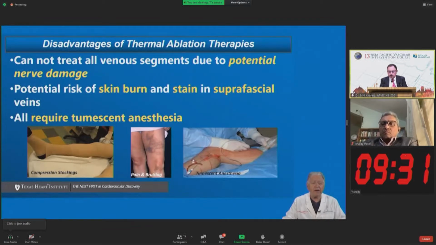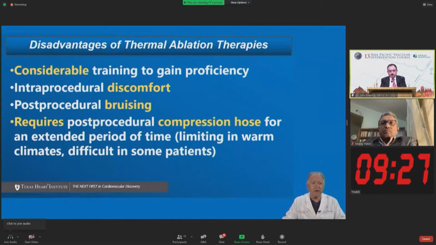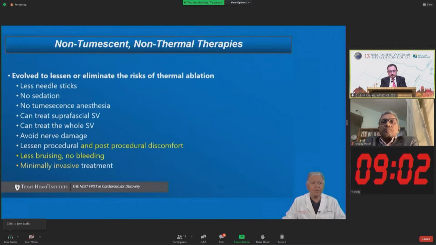And they all require tumescent anesthesia that carries certain consequences such as bruising, some patient discomfort, and requires post-procedural compression hose for an extended period of time, which is limiting in warm climates and difficult for some patients, particularly for patients with a critical limb ischemia and extensive peripheral arterial disease of the lower extremities.